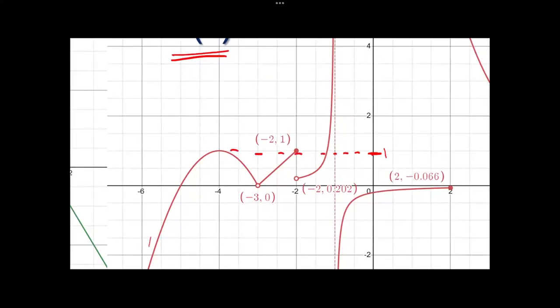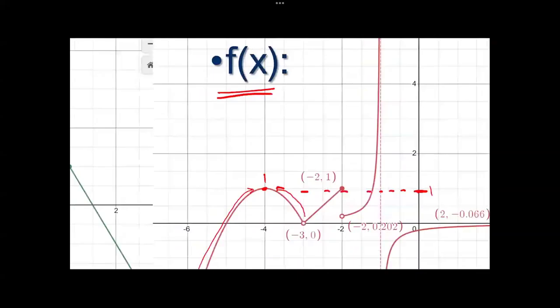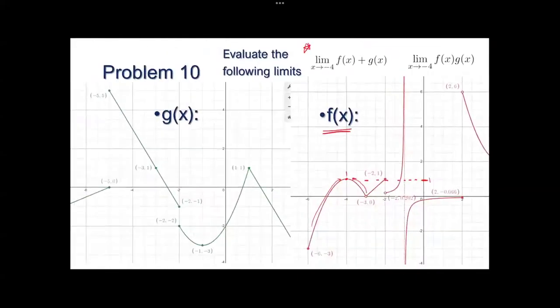So as it approaches from the left, we're gonna get 1. Good. Okay, as it approaches from the right, what are we gonna get? Also 1. Good. So this limit exists. We can actually find this limit. So right here, for f of x, this is 1. Awesome. Okay. So we know what it is for f of x.